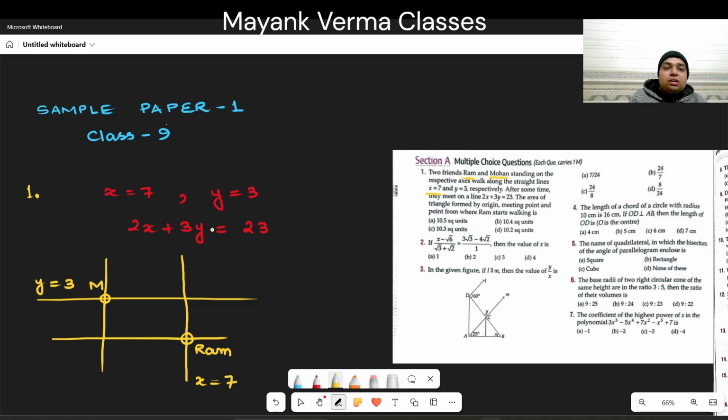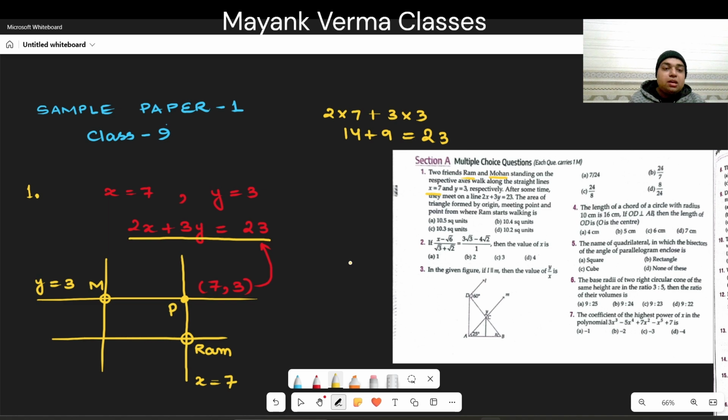Now, this intersection point will be (x, y), that is (7, 3). And if you see carefully, if I put the values of x and y in this equation, 2 times x, which is 7, plus 3 times y, which is 3, so 14 plus 9, that is 23. That means this point, let's say point P, will definitely lie on this line.